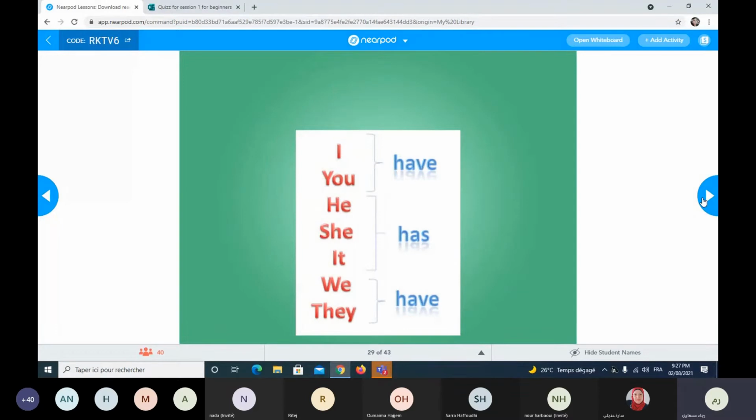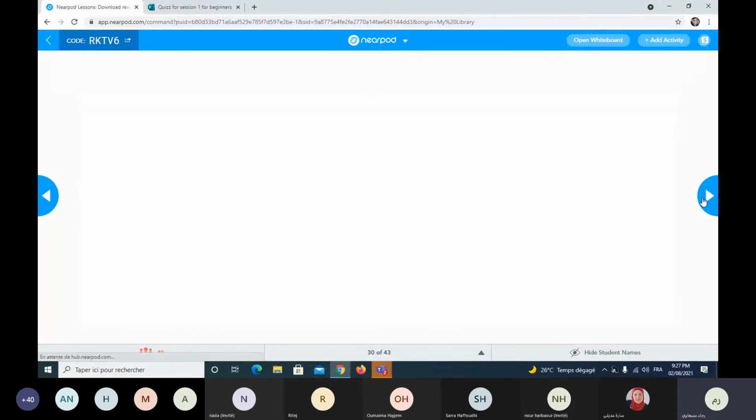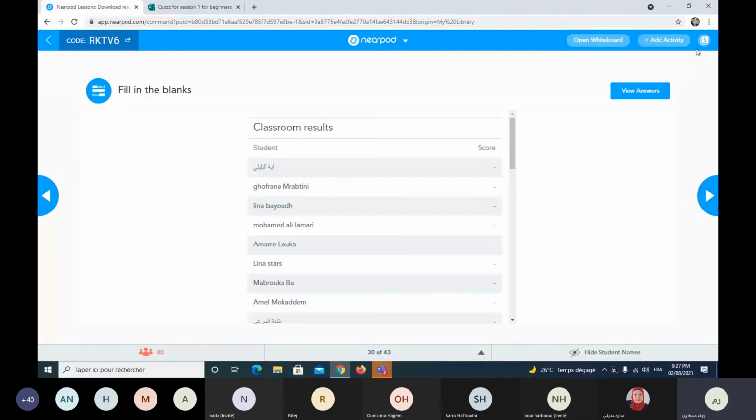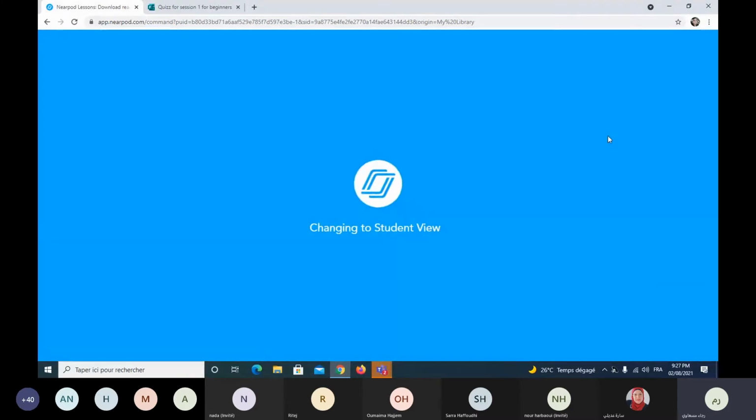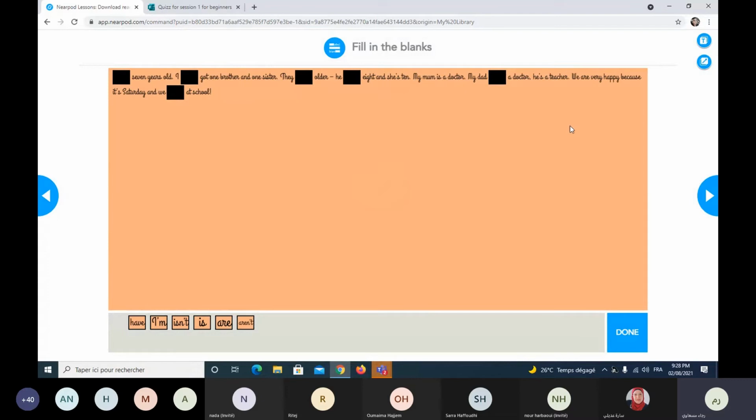Right? Okay. So, I will move to a small activity, a simple exercise about these verbs. We have a small paragraph where we put the verbs.